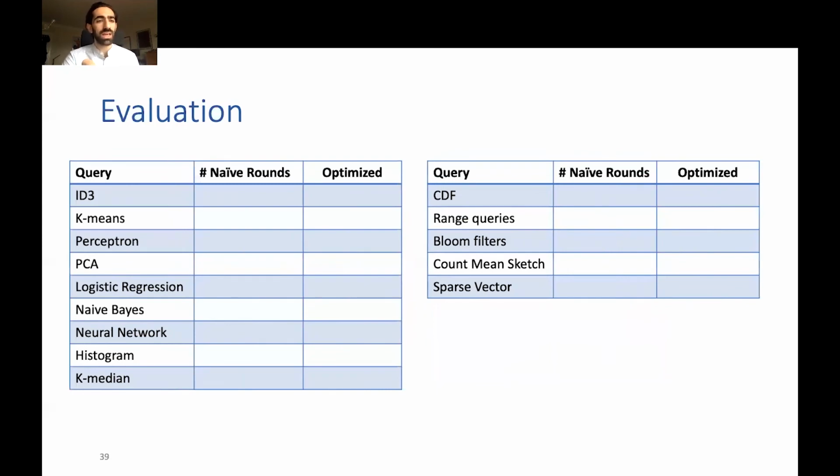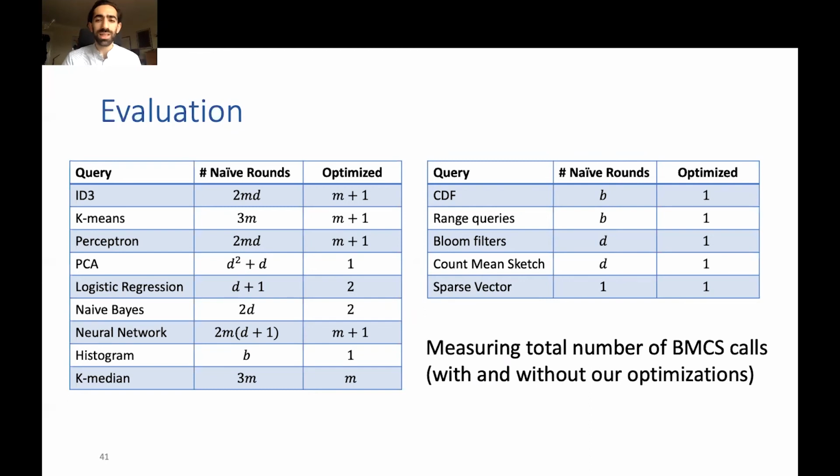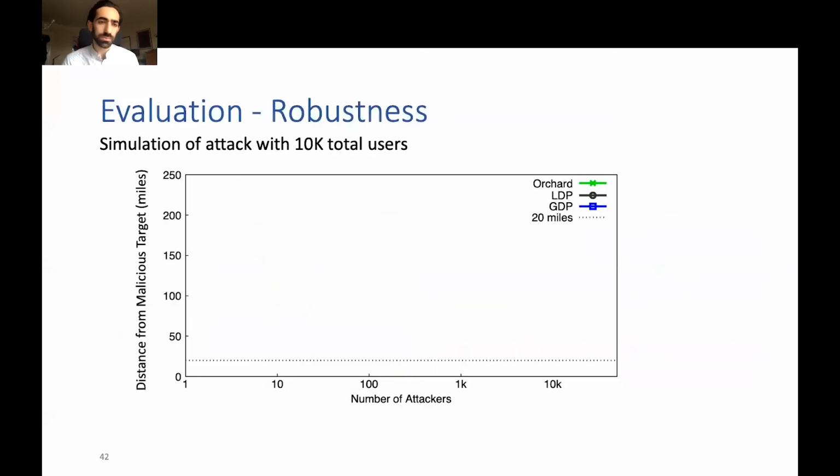So now I'm taking all the queries that we can answer here, and I want to look at the total number of BMCS calls, both with and without our optimizations. So the number of naive total aggregation rounds I would have to do relies on a few parameters such as input vector length and number of buckets for some queries. I won't go too much into details here, but we can see that with our optimizations, we severely reduce the total number of aggregation rounds we have to do and get rid of some of these dependencies. So optimizations save many total rounds.